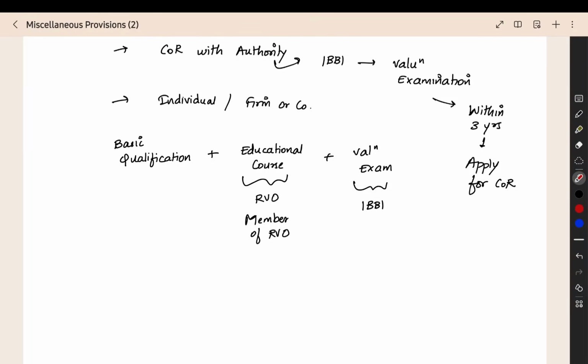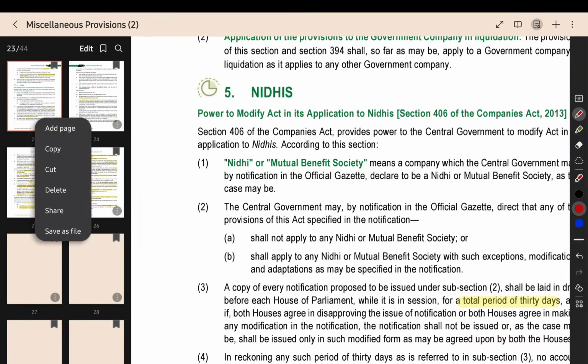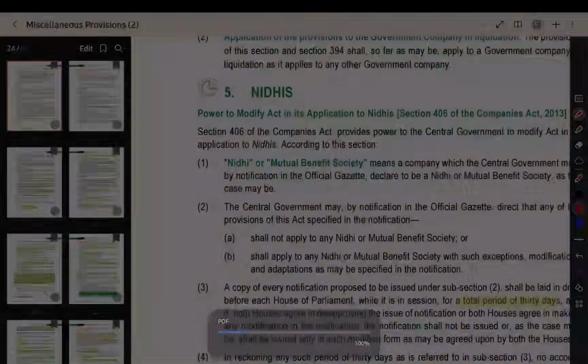Now we can move to the next topic. Now we can start the topic of Nidhi company. So here also I will tell you a few things before you start. So here, what is a Nidhi company?